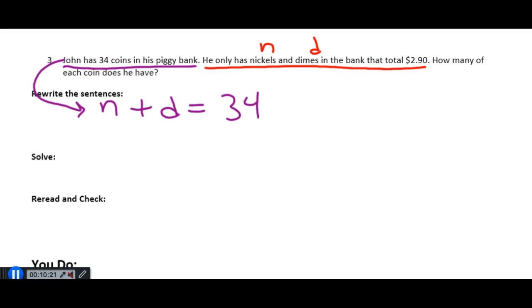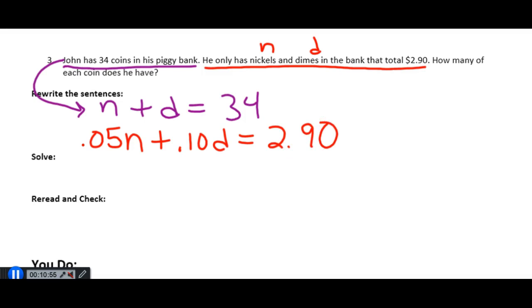And then the second sentence is going to give me that second equation, if I look at their value. A nickel is 0.05, so 0.05N, that's how much a nickel is worth, plus a dime, which is 0.10D, equals 2.90, because that was our value.